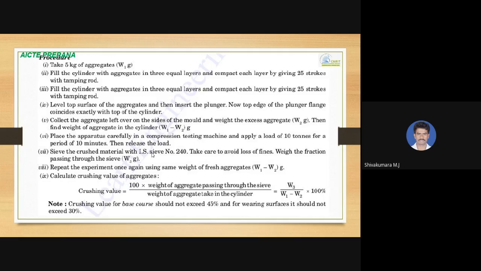For aggregates used for base coats, the crushing value should not exceed 45%, and for wearing surfaces, it should not exceed 30%. So these are all the specifications.